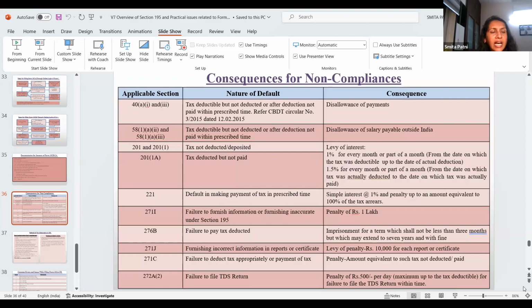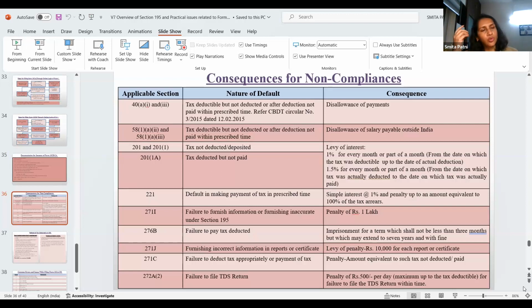So 40(a)(i), I would say that, in case you are making a payment to a non-resident, even if that non-resident is situated in India, for example, you are making a payment to an NRI into his NRO account, for sale of immovable property. You sell it. He tells you to kindly transfer all the money to his NRO account. In that case also, you are supposed to deduct tax.